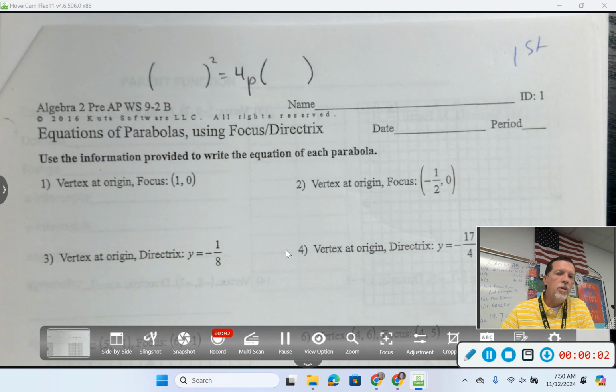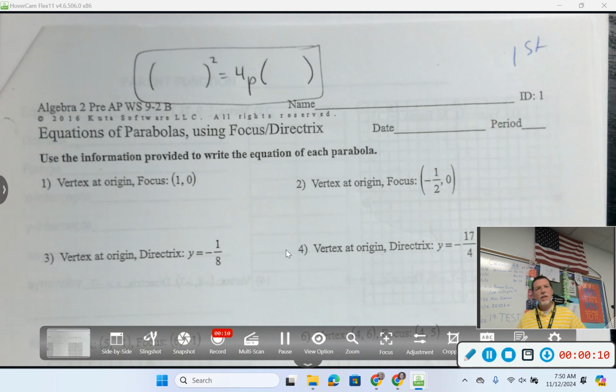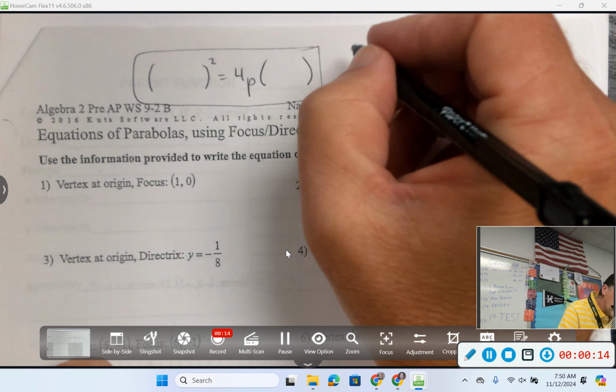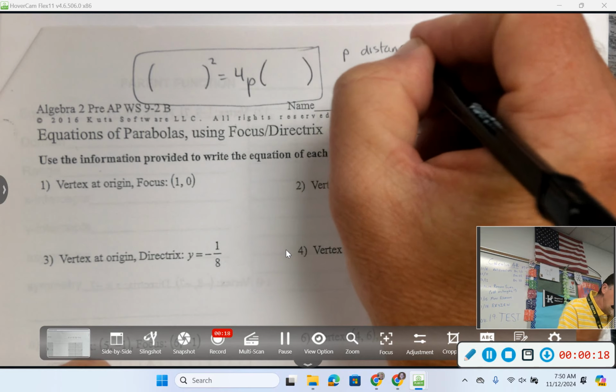So again, no new notes today. We're just going to jump in and work on this worksheet together. But I would start by putting that up at the top, because that's our reminder of what our answer should look like. And then maybe one other note here.